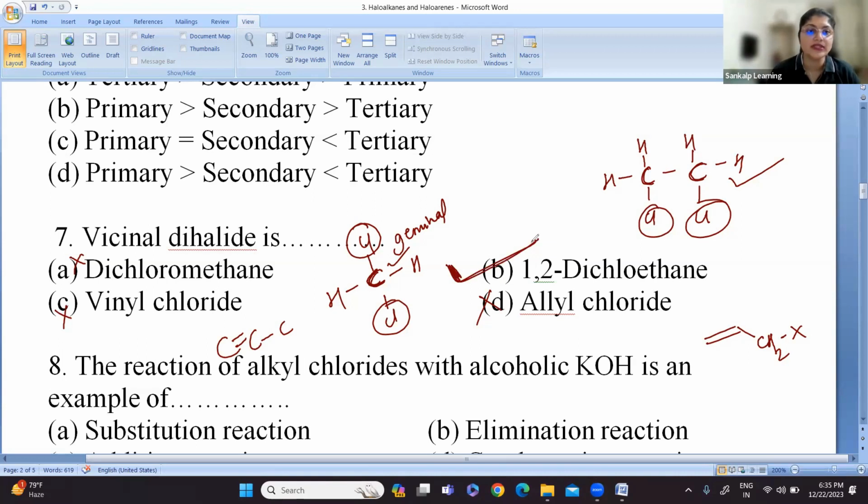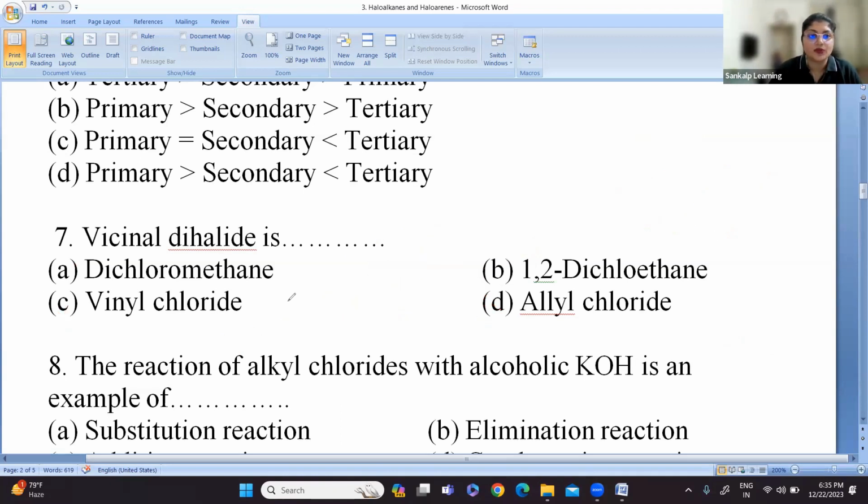Remember, vicinal means the halogen atoms are attached to adjacent carbon atoms, and geminal means the halogen atoms are attached to the same carbon atom. Okay, fine. Moving further, next question.